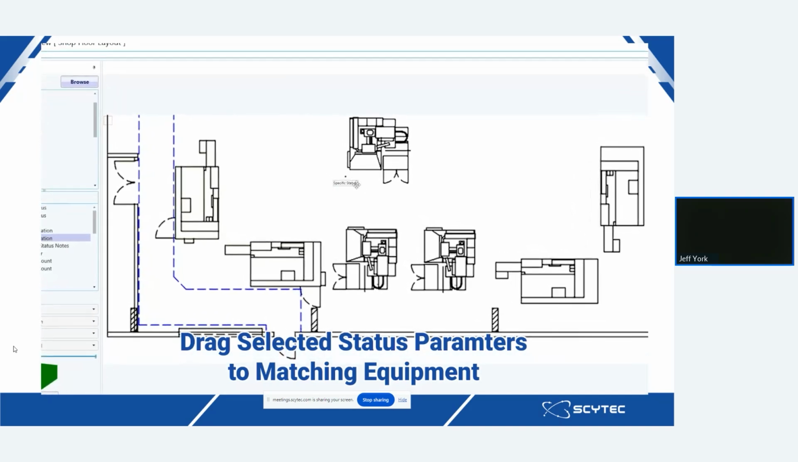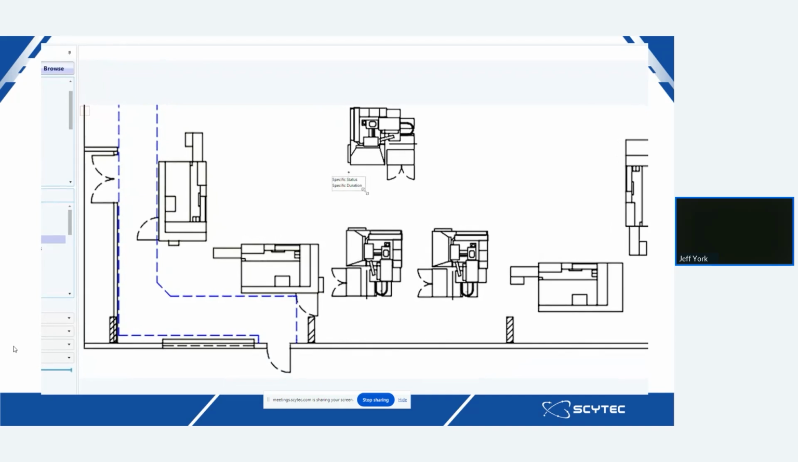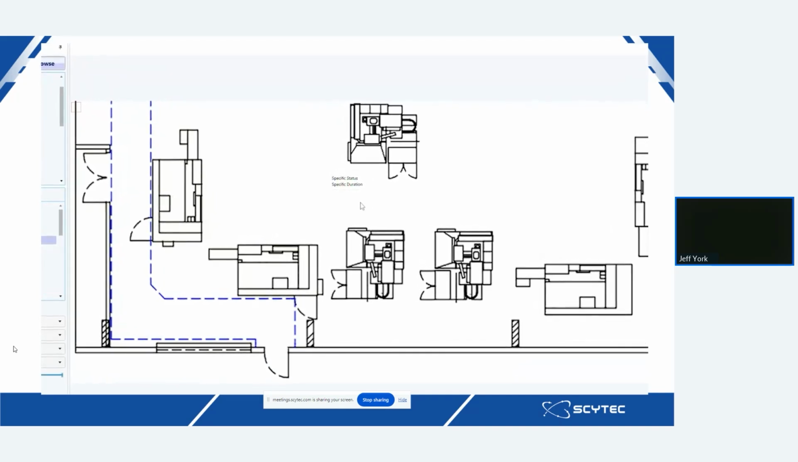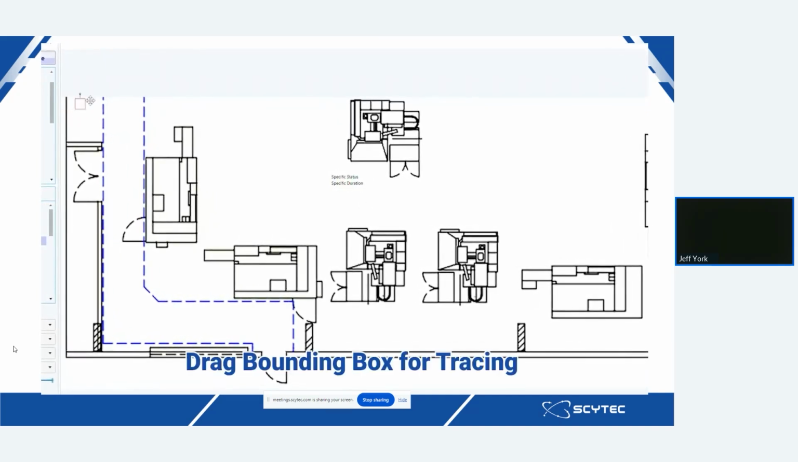So we're going to drag our data parameters out, and we are going to show all of them by expanding that gray box and then dragging it over to a machine. Next, we are going to go get the other box, which is going to be the bounding box for our tracing that we are going to then drag all the way over a machine.